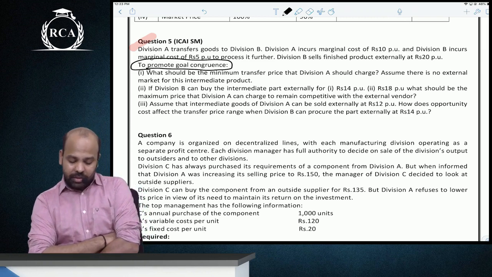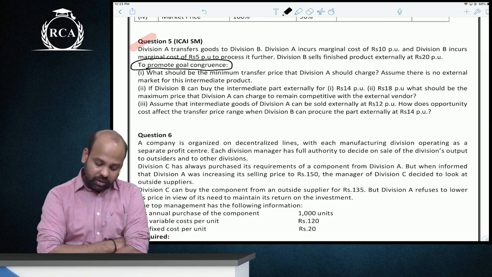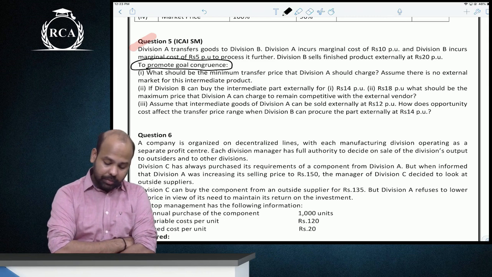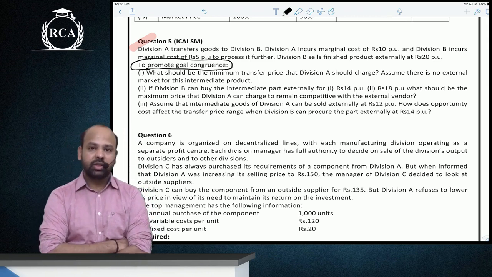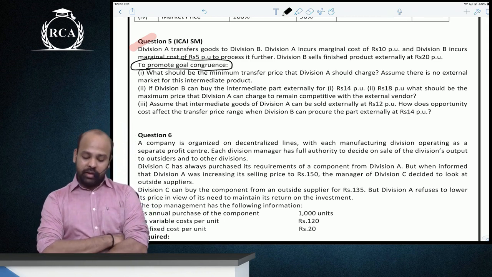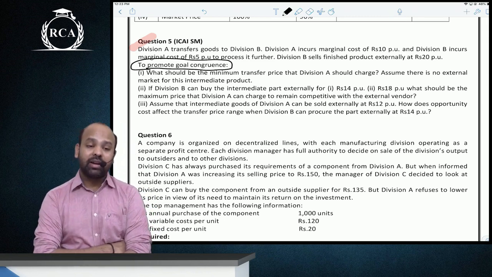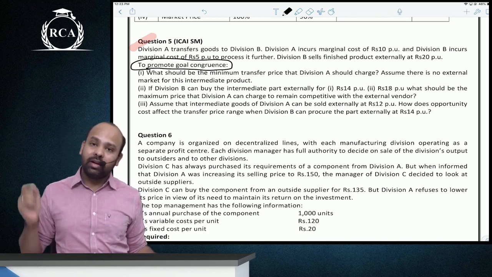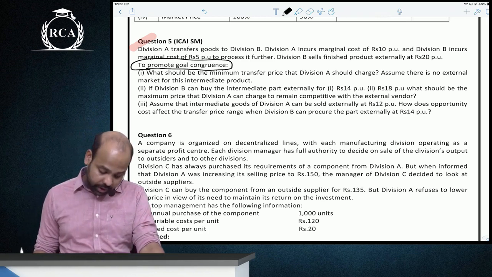If division B can buy the intermediate part externally for rupees 14 per unit or 18 per unit, what should be the maximum price that division A can charge? What is the maximum price that division A can charge, guys? Please understand beta, the maximum transfer price will be the lower of net marginal revenue and the supplier price.